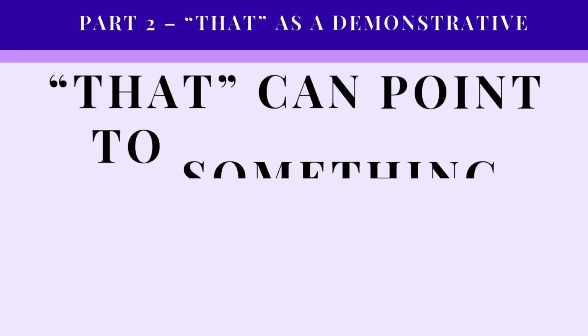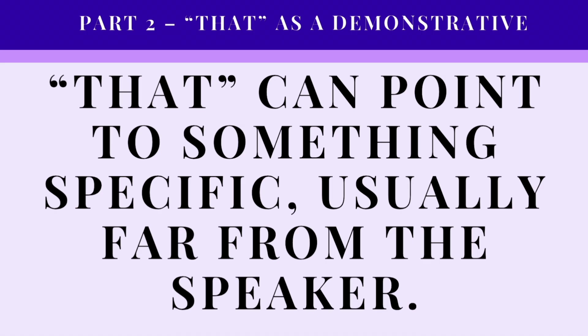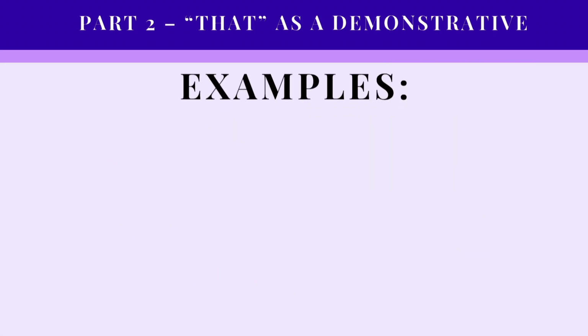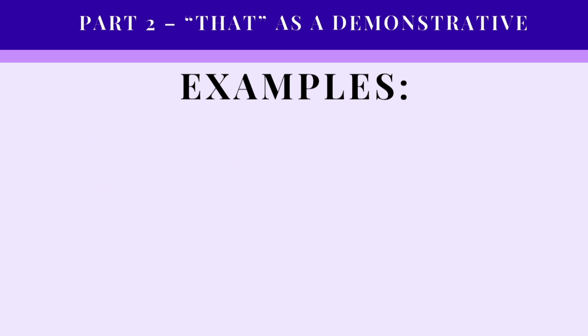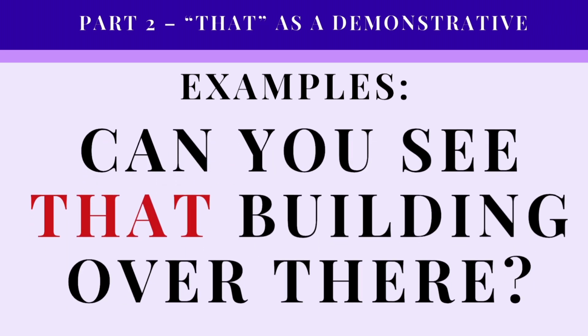Part 2. That as a demonstrative. That can point to something specific, usually far from the speaker. Examples: that car is expensive. Can you see that building over there?